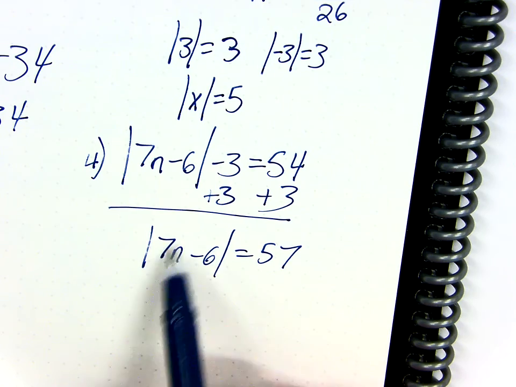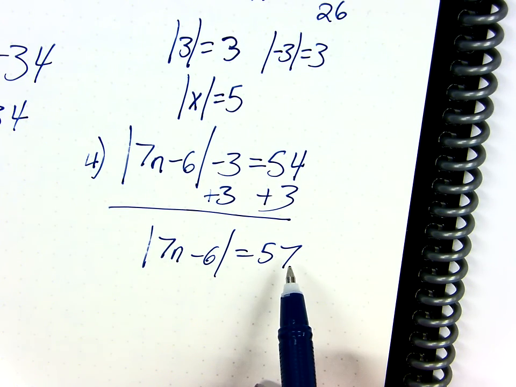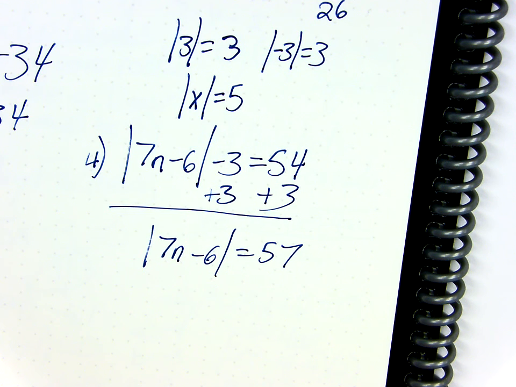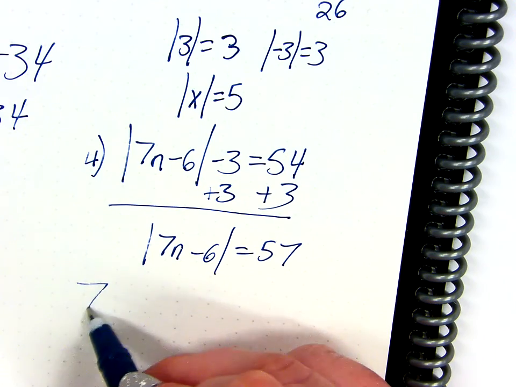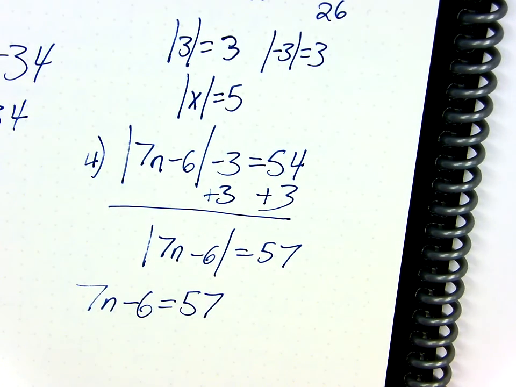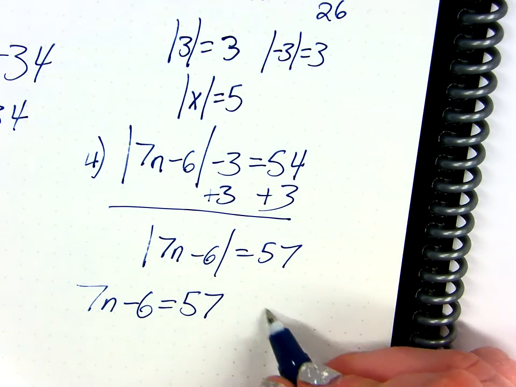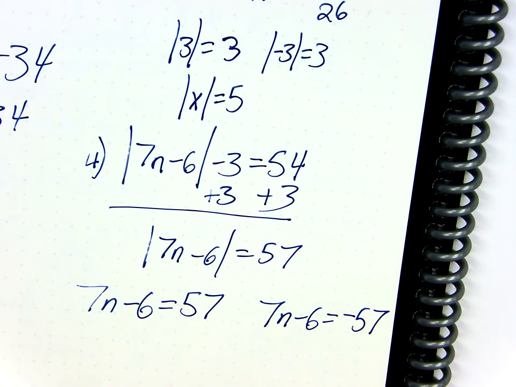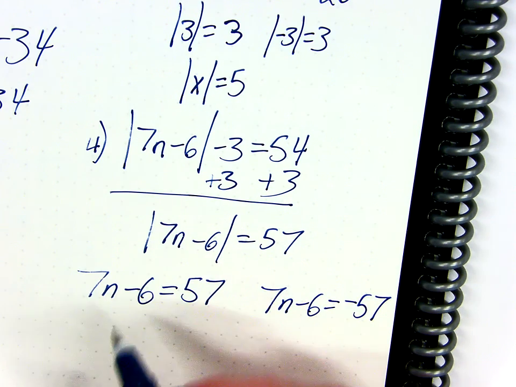So I kind of use that same idea. Whatever is in here could equal 57, but it could also equal negative 57. So once you have the absolute value by itself, your next step is to rewrite it twice. So once you set it equal to positive 57, and then the next time you take what is in there and you set it equal to negative 57. That's what is most often forgotten, to rewrite it that second time, setting it equal to the negative value. And now you just solve each one.